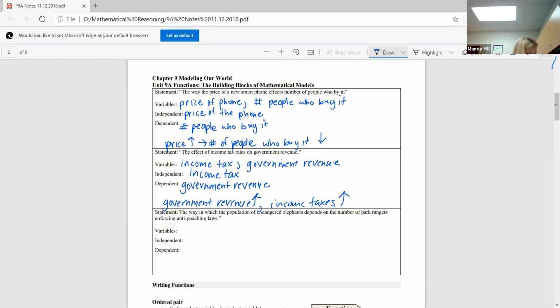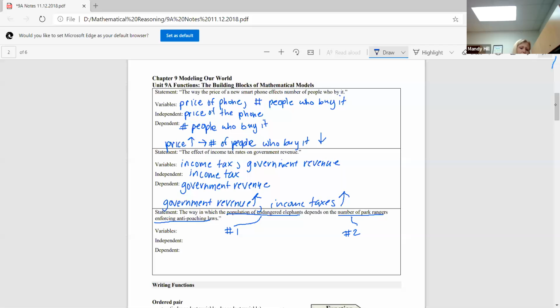Okay, in the last example, it says the way in which the population of endangered elephants depends on the number of park rangers enforcing anti-poaching laws. So instead of writing these out, one of our variables would be population of endangered elephants. That's going to be variable number 1. And the number of park rangers enforcing anti-poaching laws would be variable number 2.